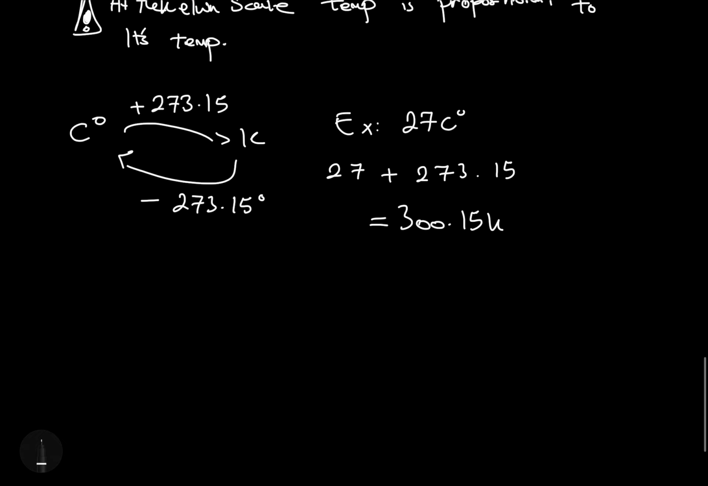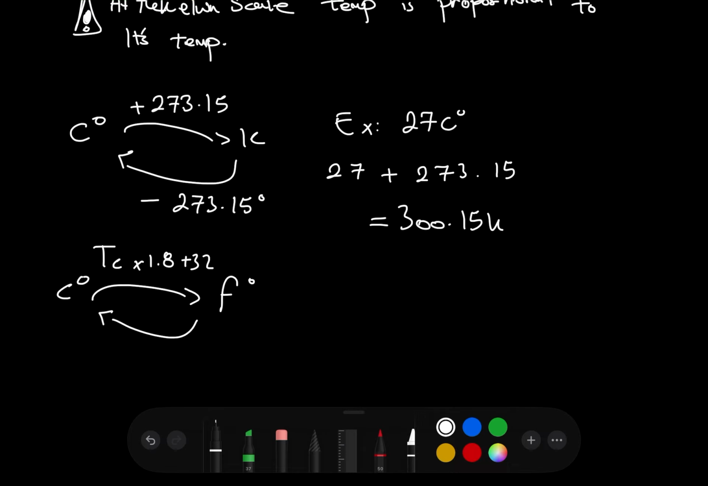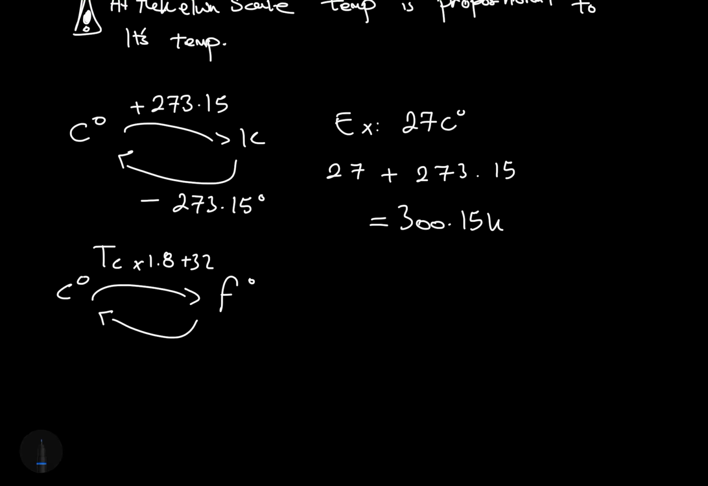All right, and sometimes we have to convert from Celsius to Fahrenheit. How do we do that? Well, a simple formula exists for that. If you want to go from Celsius to Fahrenheit, you multiply the temperature in Celsius by 1.8 and then add 32 to it. And whenever you want to go from Fahrenheit to Celsius, the other way around, you subtract 32 from the temperature in Fahrenheit and divide by 1.8. So it's the exact opposite.